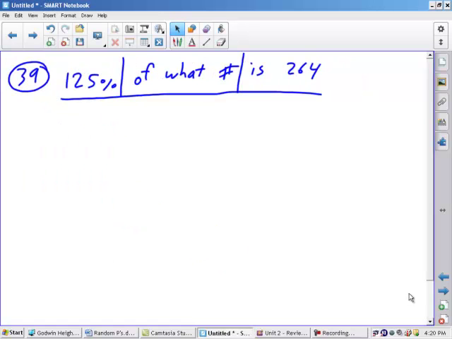39, I did something a little bit different. What I did was I wrote it out. It says 125% of what number is 264. So I just kind of broke it up. And what I'd like you to notice is that this part is going to be the is part. This part is going to be the percent part because you see a percent in it.